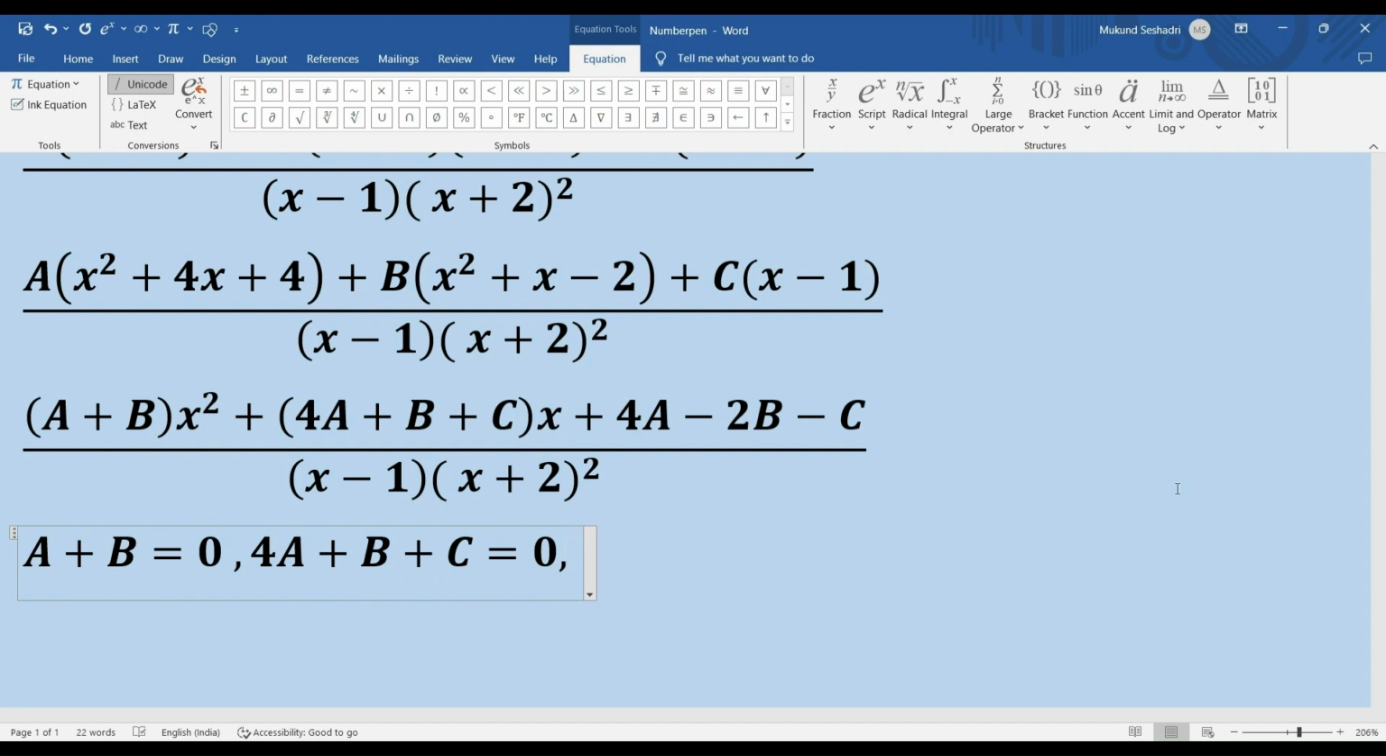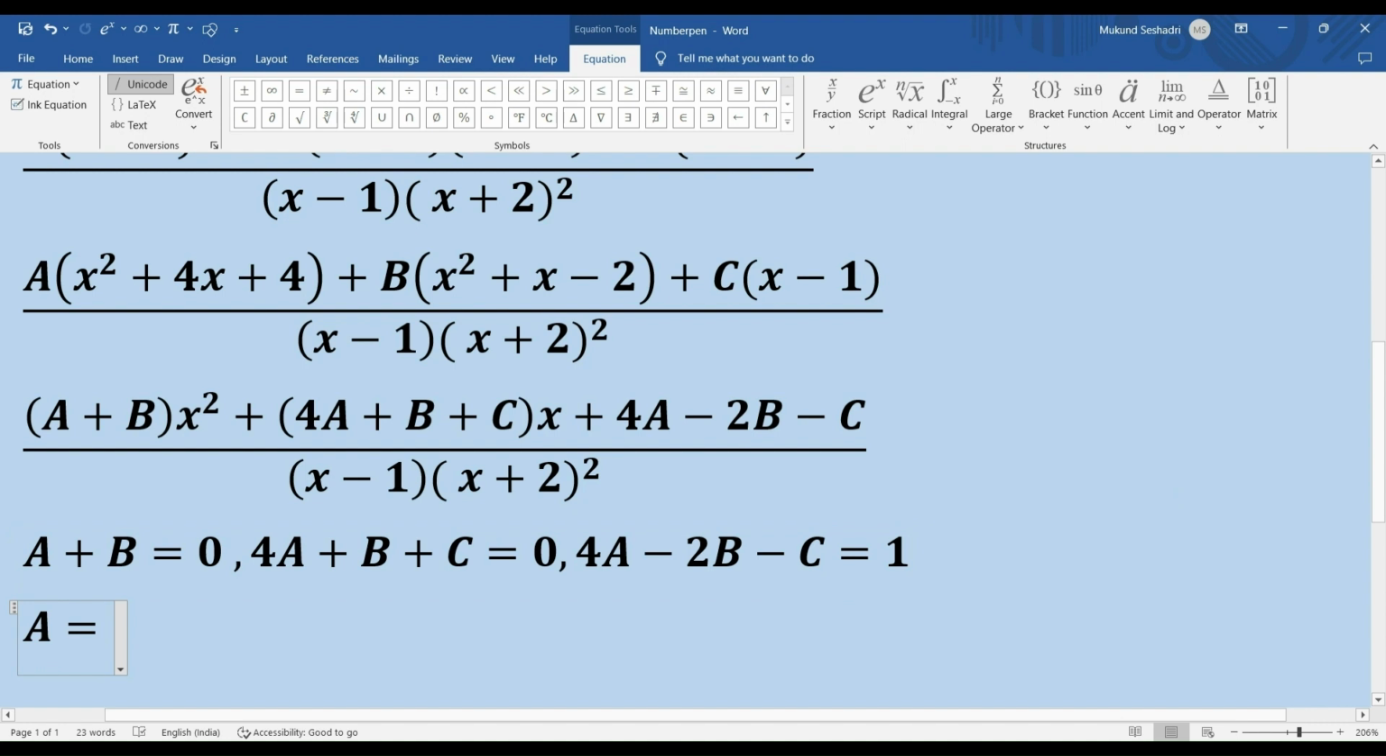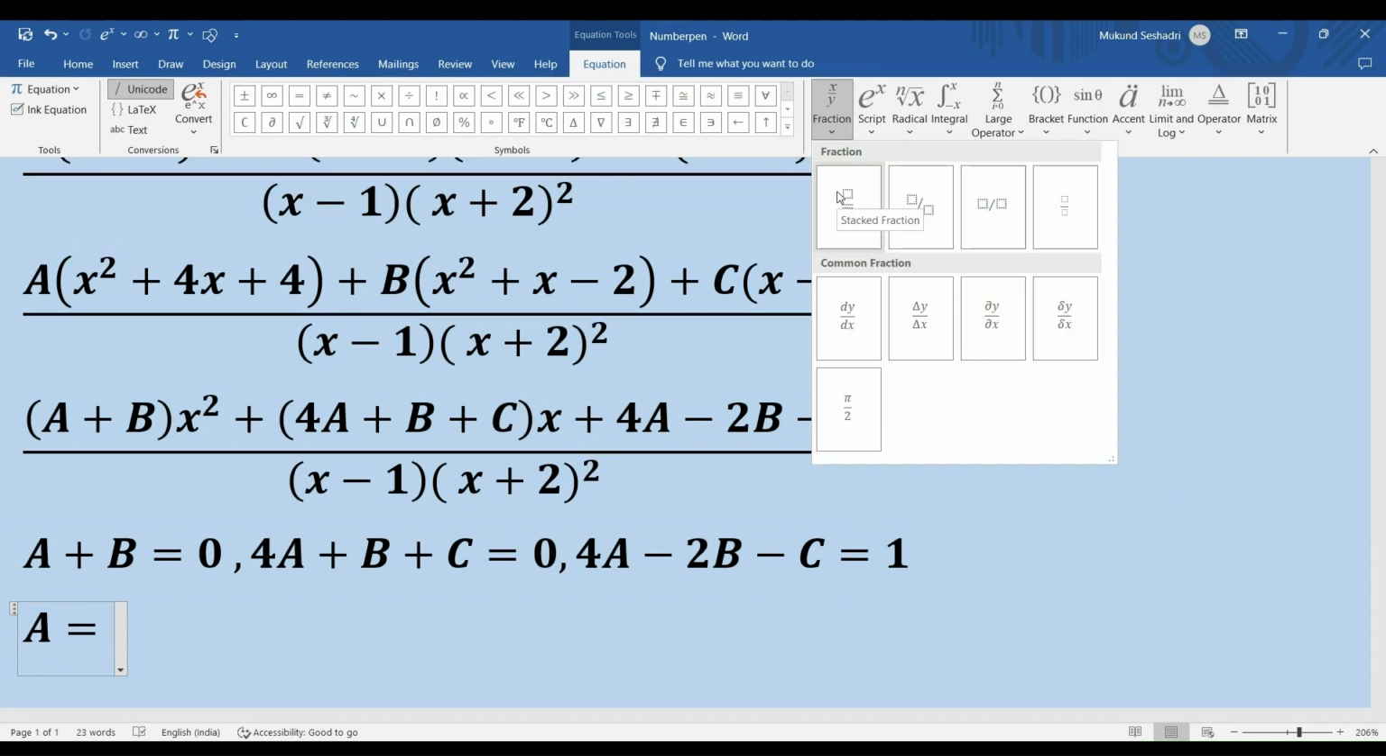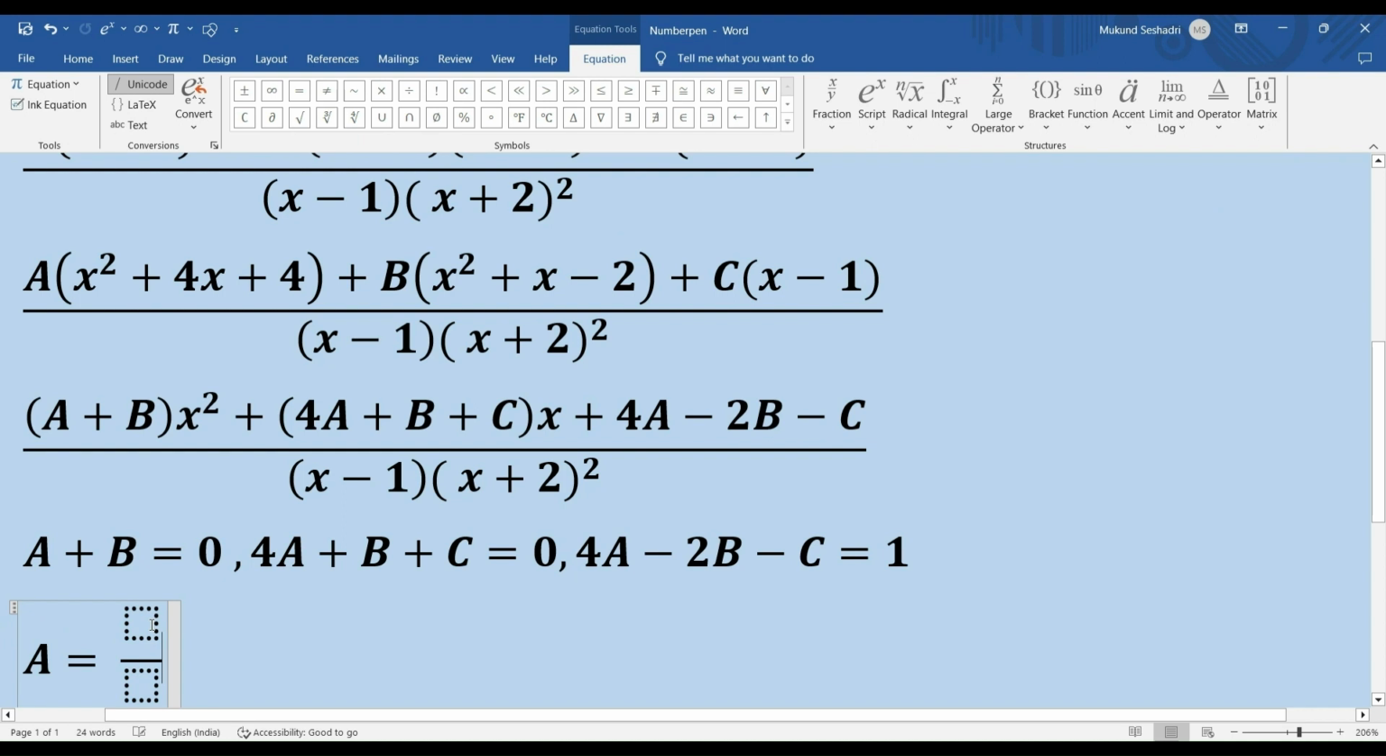And then finally, I have 4a minus 2b minus c equal to 1 because the constant term that we have in the numerator is a 1, right? So now we can go about solving for a, b, and c, right? So what do I get post solving? So my a will be equal to 1 by 9. My b will be equal to minus 1 by 9. And my c will be equal to minus 1 by 3, right?